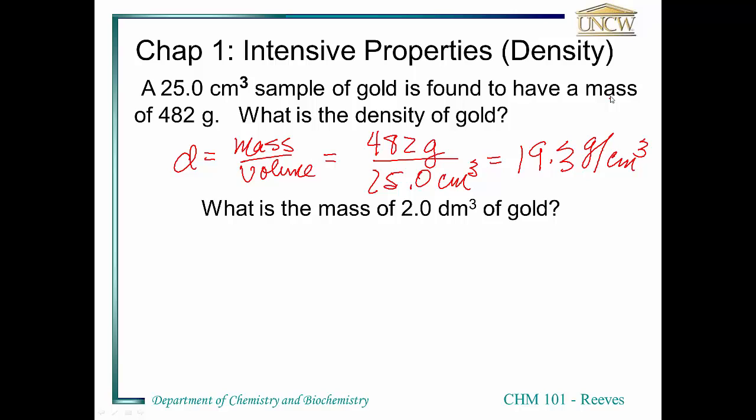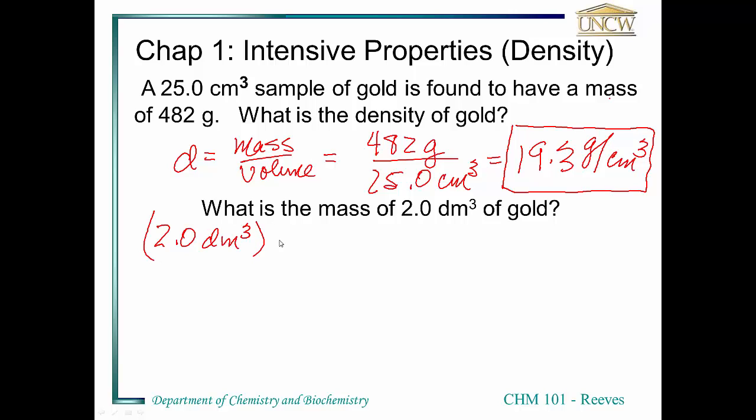Okay, well, now we can ask ourselves, what's the mass of 2 cubic decimeters of gold? A cubic decimeter is a liter, or about a quart. In order to do this problem, we remember that the density of gold stays the same regardless of how much we have. So what we have is a volume of 2.0 cubic decimeters.